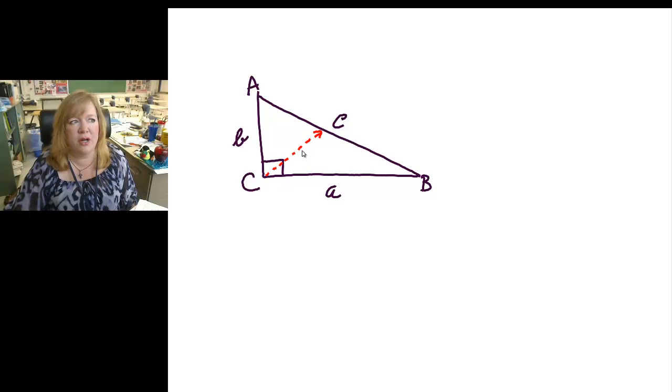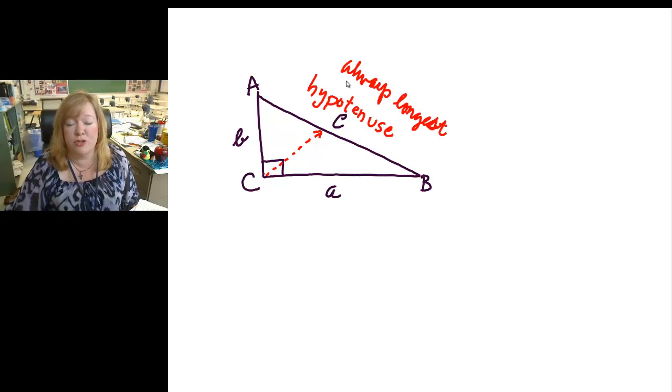So if you look across the right angle, this little corner almost points to it. That's called the hypotenuse. The hypotenuse has always got to be the longest side. If you recall from geometry, the shorter sides are opposite the smaller angles in a triangle. So we've got leg little b and leg little a.